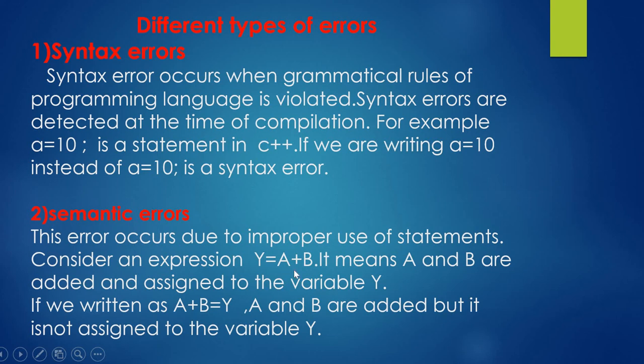Means, if you are writing a plus b is equal to y instead of y is equal to a plus b, what will happen? A and b are adding, but it is not assigning to the variable y. That is a semantic error.